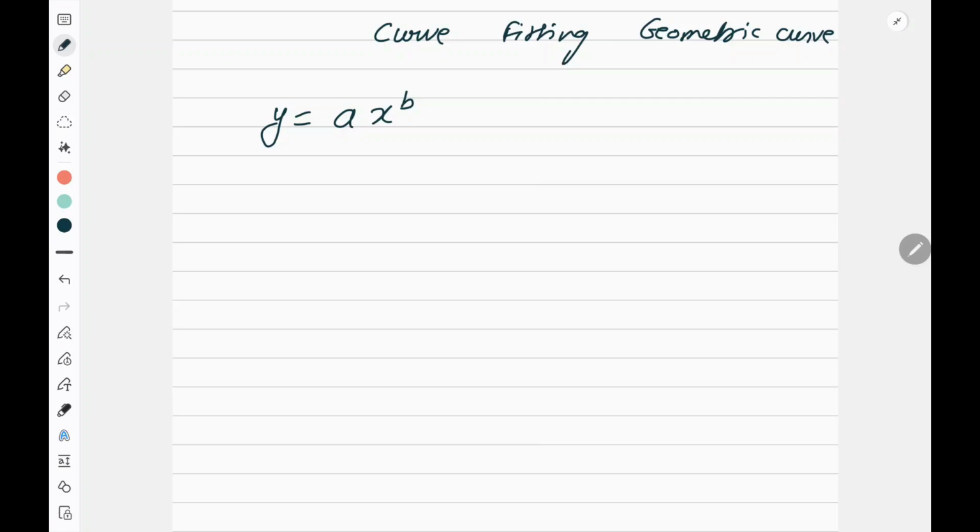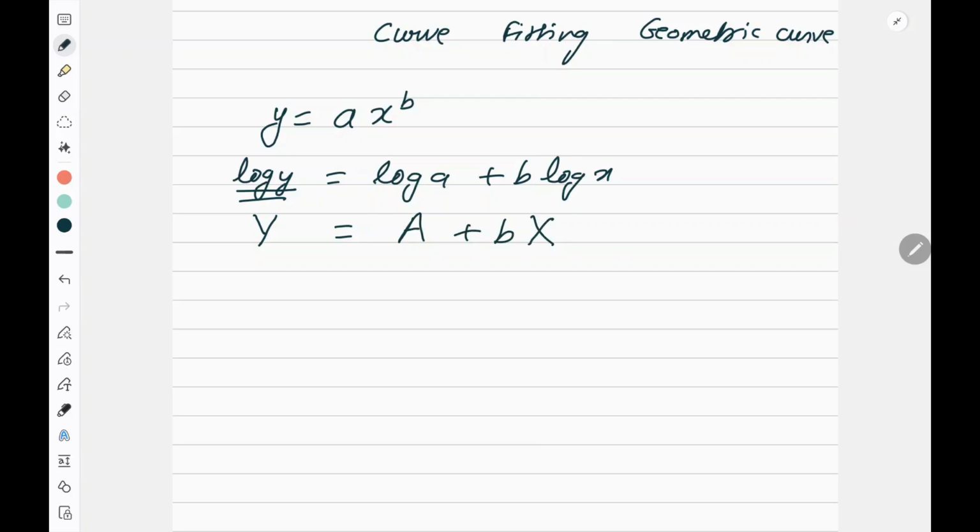Now how to handle this curve? First I'll take log. Since power is there, I want to get rid of power. So log y is equal to log a plus b log x. Now this log y I don't want, so I'll put capital Y is equal to capital A plus b capital X. So this is a straight line which I can solve as my straight line.